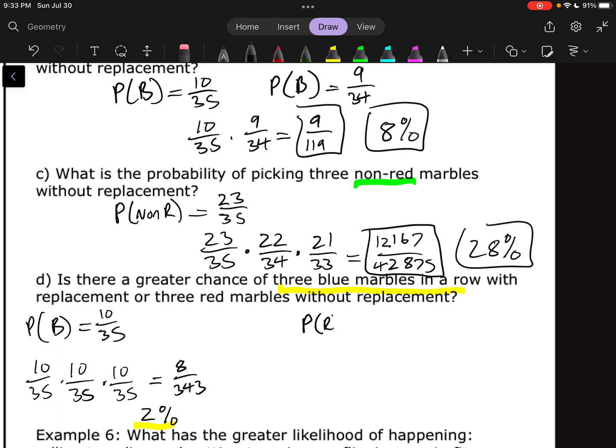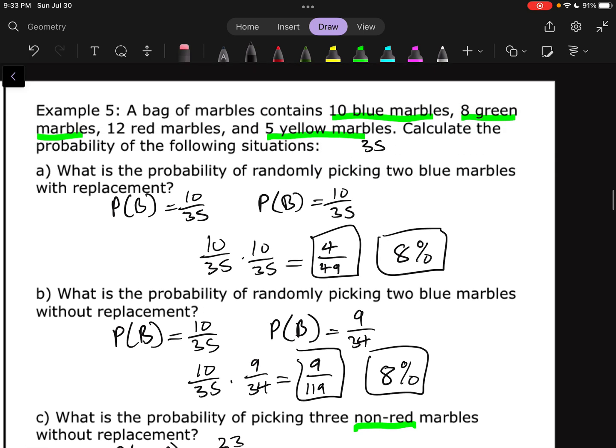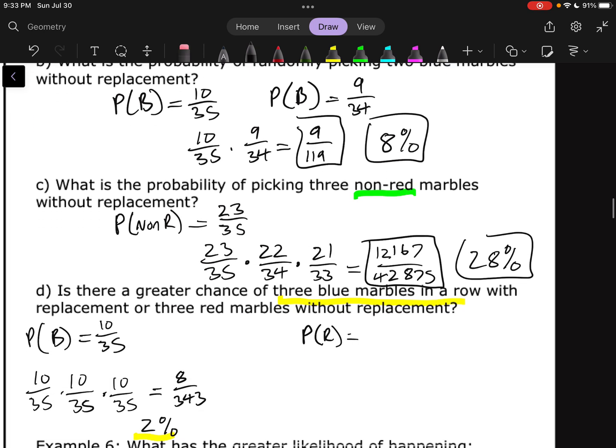So, probability of getting just 1 red is 12 out of 35. So this is going to be 12 out of 35, but this time it's without replacement, meaning I lose one each time. So that goes down to 11 over 34, down to 10 over 33. So we start off 12 out of 35. Then we go to 11 over 34. Then we go finally to 10 out of 33.